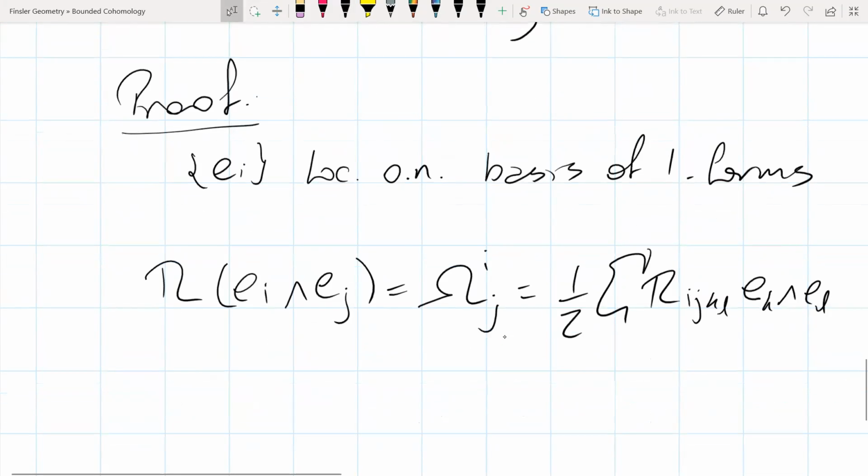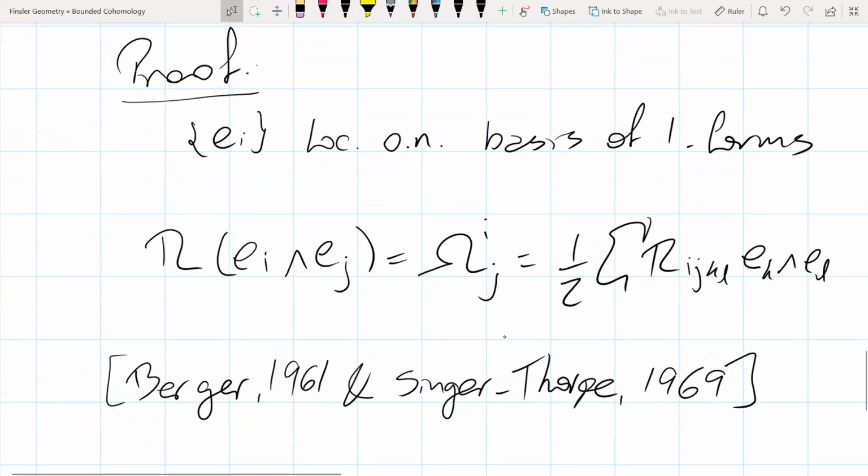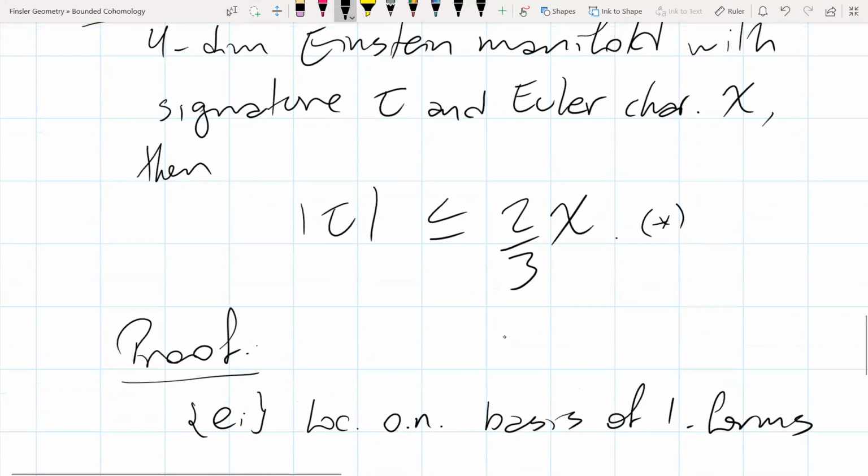And now there's a result from Berger from '61 and Singer-Thorpe '69 that's about the normal form for the curvature tensor at each point of a four-dimensional Einstein manifold. And this result is key in the proof, and that's why this inequality star is sometimes referenced as the Berger-Thorpe-Hitchin inequality.